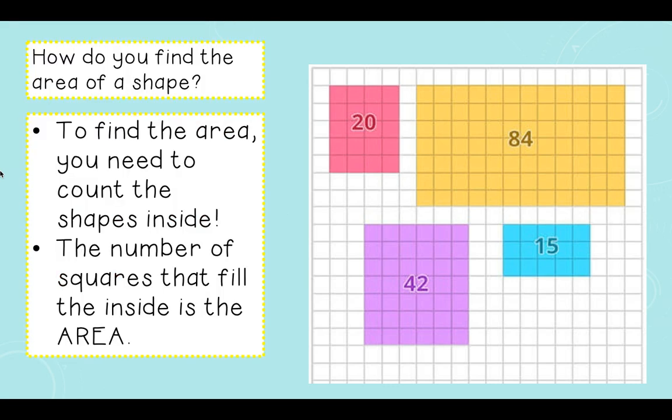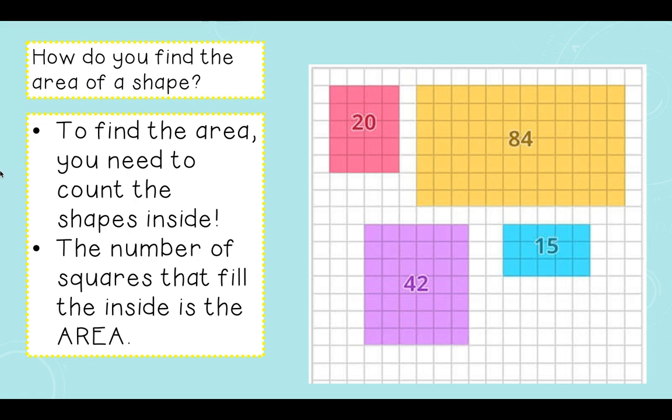So how do you find the area of a shape? To find the area, you need to count the shapes inside. The number of squares that fill the inside is the area. So we're going to measure the area of the rectangles in the picture. We're going to be using small squares.